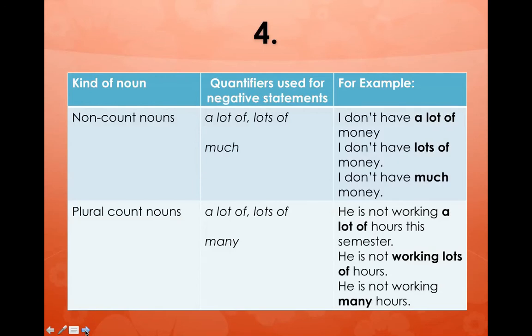Okay, same thing happens in negative statements. With non-count nouns, I can use a lot of, lots of, or much. So I can say, I don't have a lot of money, I don't have lots of money, I don't have much money. All mean the same thing. With a plural count noun, I can use a lot of, or lots of, or many. I can say, he's not working a lot of hours this semester. He's not working lots of hours, or he's not working many hours. All those mean the same thing.